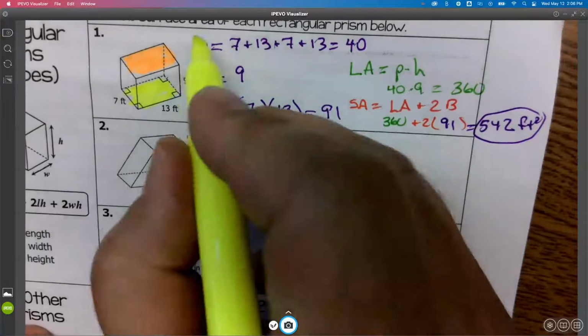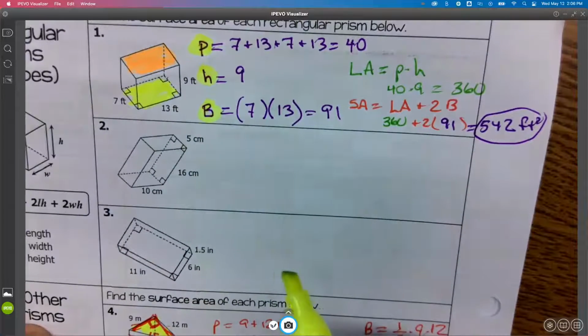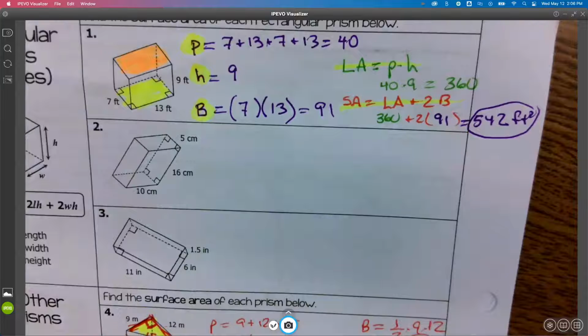So again, the goal is start by finding P, H, and B because those three values will do everything for you. Then plug them into our formulas. Please do number 2 yourselves.